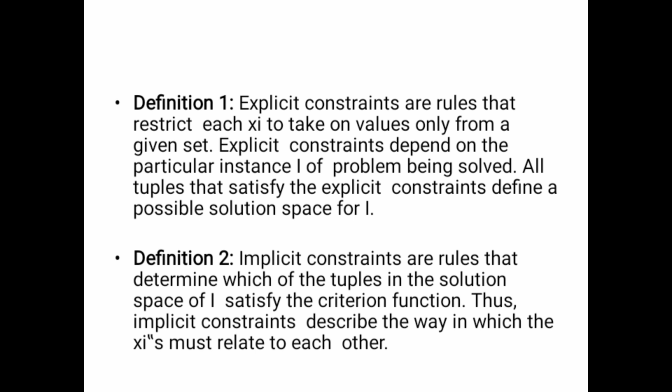Explicit constraints are rules that restrict each xi to take on values only from a given set. Explicit constraints depend on the particular instance of the problem being solved. All tuples that satisfy the explicit constraints define a possible solution space for I. And the second definition: implicit constraints are rules that determine which of the tuples in the solution space of I satisfy the criteria function. Thus, implicit constraints describe the way in which the xi's must relate to each other.